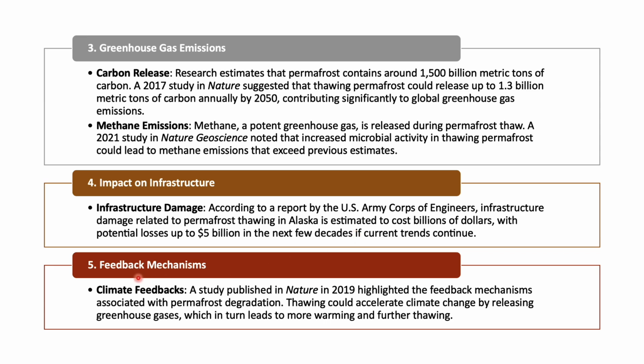And what is the feedback mechanism? A study published in Nature in 2019 highlights the feedback mechanism associated with permafrost degradation. That is, thawing accelerates climate change by releasing greenhouse gases, which in turn leads to more warming and further thawing. So this feedback loop, which is called a positive feedback loop, leads to more permafrost thawing.